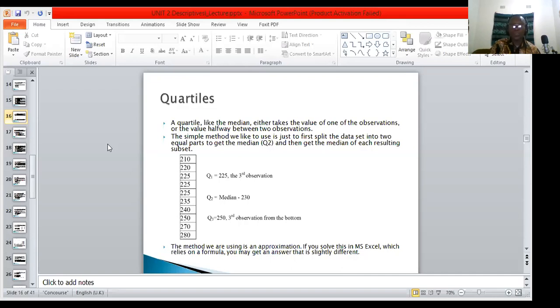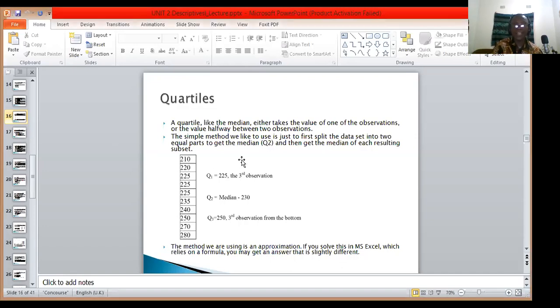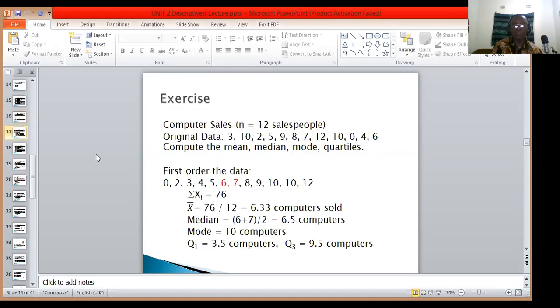So let's quickly look at a practical example that will help us understand the computation of the first quartile, median, and the third quartile. Just a second.